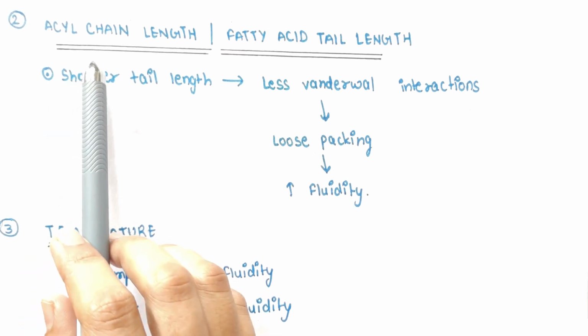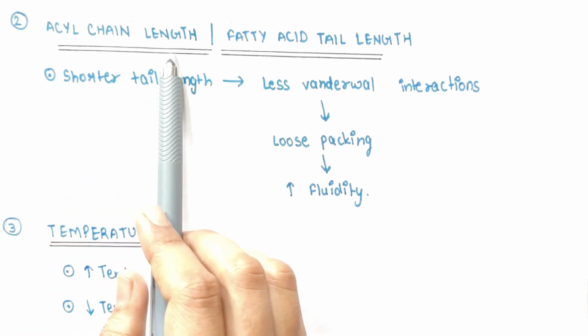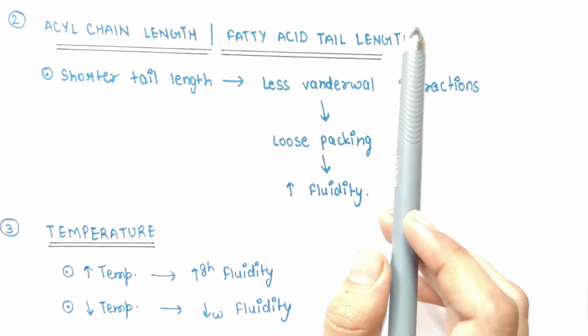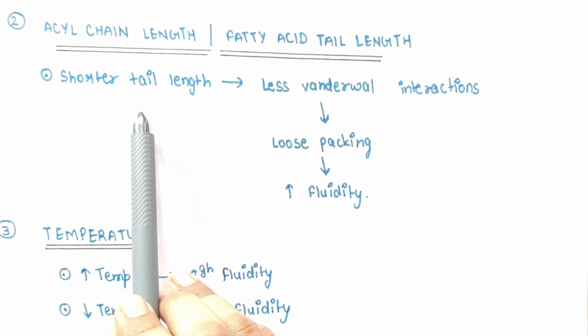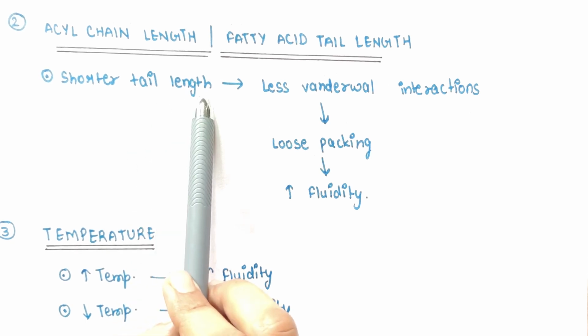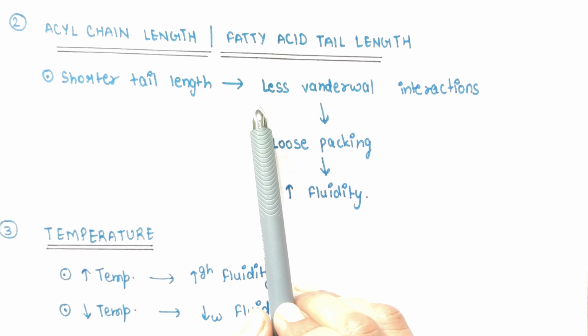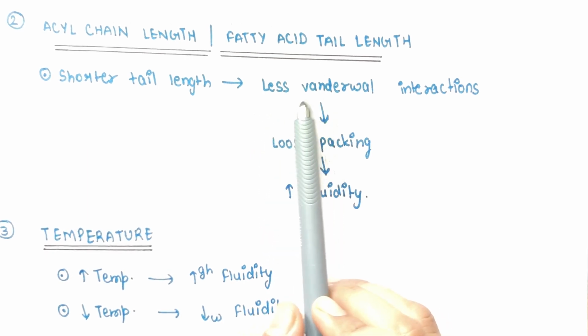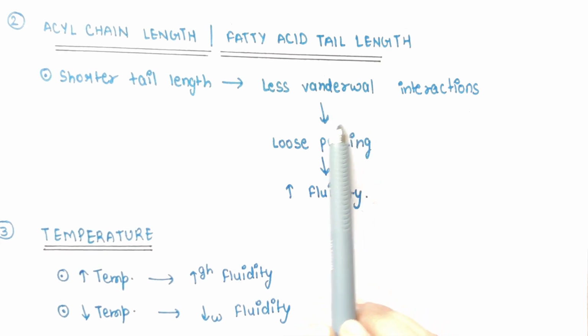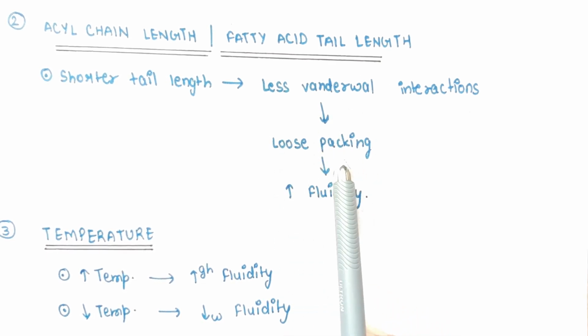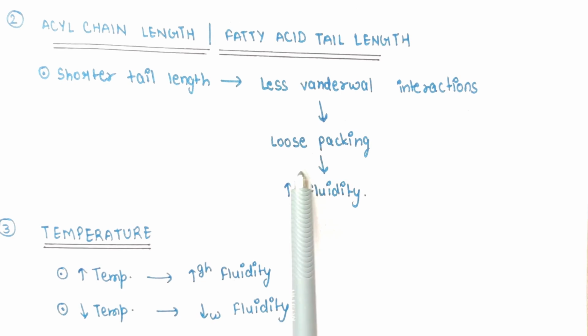So the second factor is the acyl chain length or the fatty acid tail length. So if a lipid molecule contains shorter fatty acid tails, then in that case the interaction between the adjacent tails is less, and with less interaction it results in loose packing and thereby increases the membrane's fluidity.